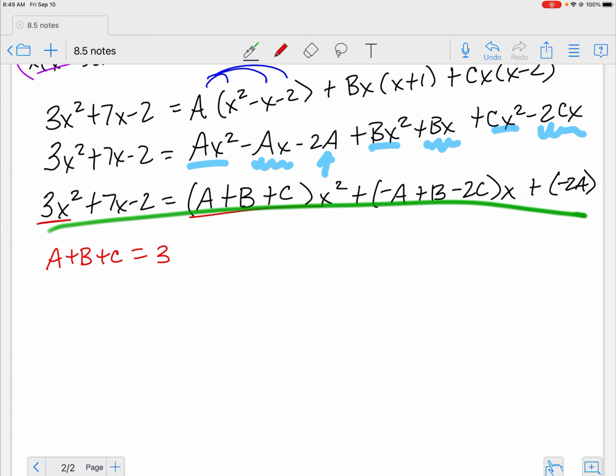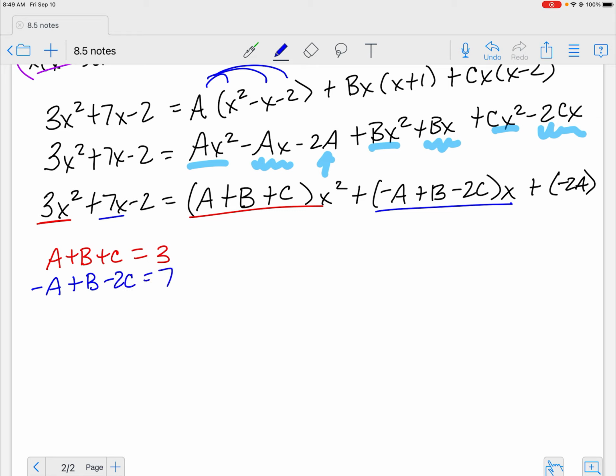So we do all this work so that we can figure out what these values are, based on the coefficients. So I now have negative a plus b minus 2c is equal to 7. And negative 2 is equal to a negative 2a. Negative 2a is equal to a negative 2. It is amazing when you have a single variable by itself, because you can solve for that.